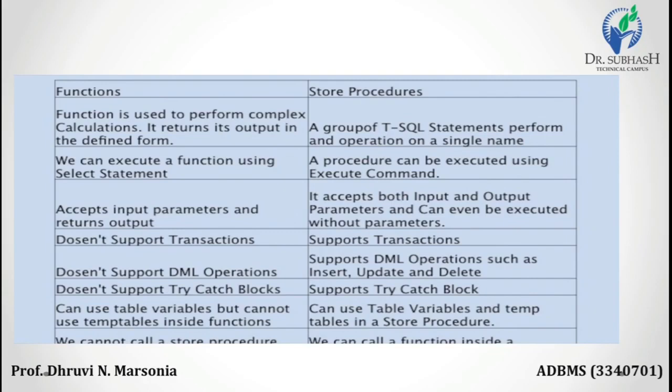A function does not support the try catch block. A stored procedure supports it. A function can use the table variable but cannot use the temporary table inside it. Table variables and temporary variables can be used in stored procedures. Clear? These are some differences between functions and stored procedures.